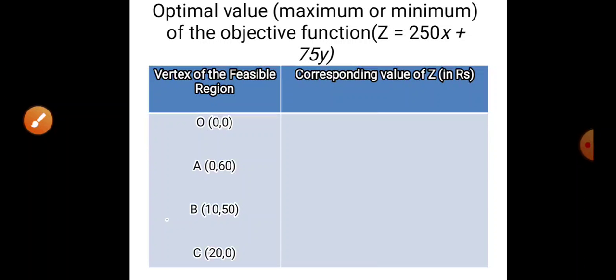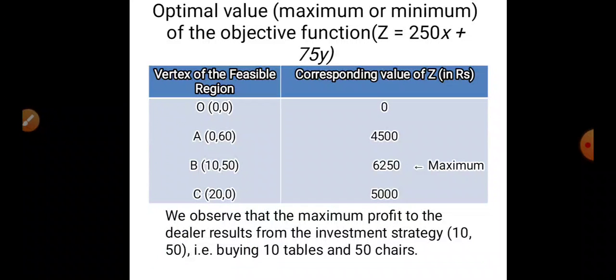So what do we get? We get these values, and because our job is to find the maximum value of z, which is 6250. So what we observe is that the profit to the dealer will be 6250, which will be maximum when he buys 10 tables and 50 chairs.